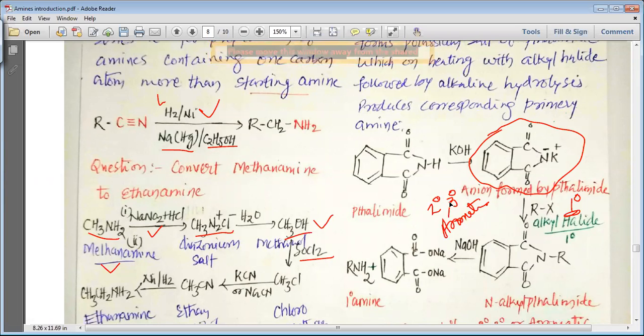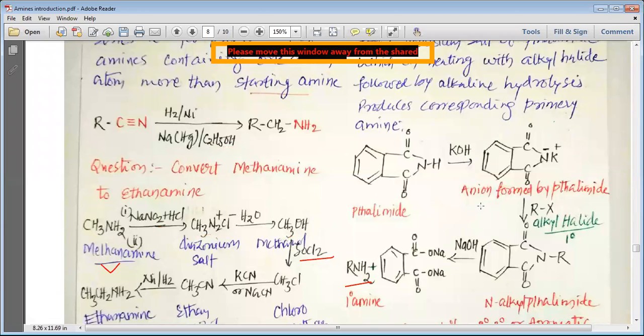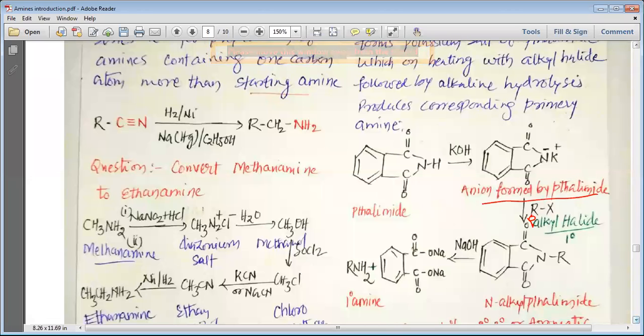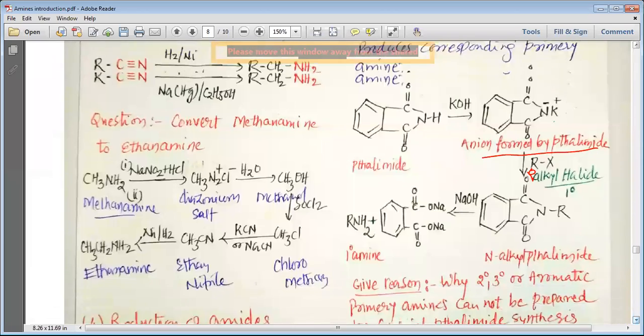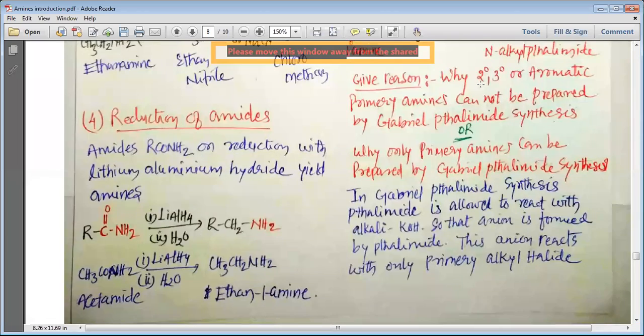So there is no possibility of making secondary, tertiary or aromatic amines in this process, but we can only prepare primary amines because only primary alkyl halide reacts with the anion formed by the phthalimide. Once again, only primary alkyl halide reacts with the anion formed by the phthalimide. Secondary, tertiary or phenyl halides do not react with the anion, and that is why it is not possible to prepare secondary, tertiary or aromatic primary amines by this method.